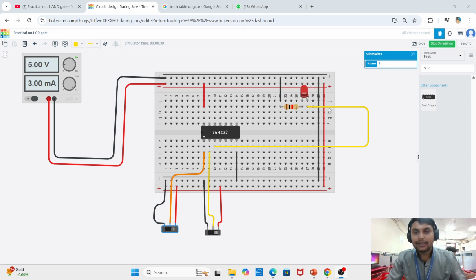Thank you. That is practical number one, third section, OR gate.